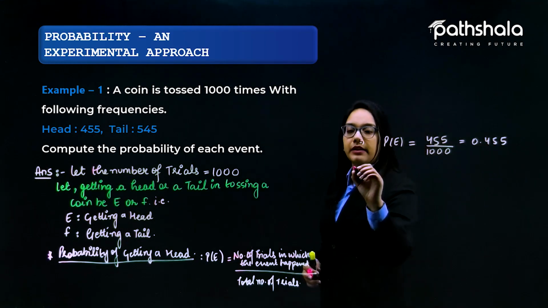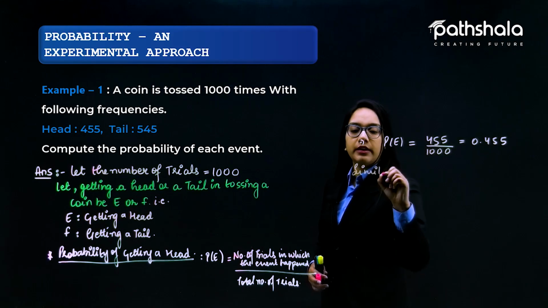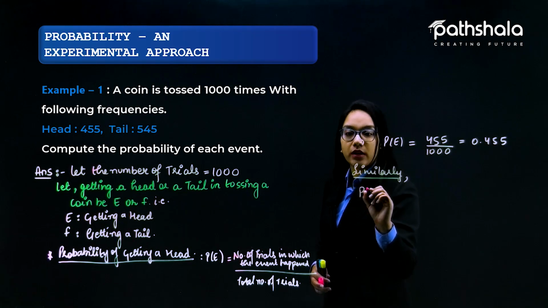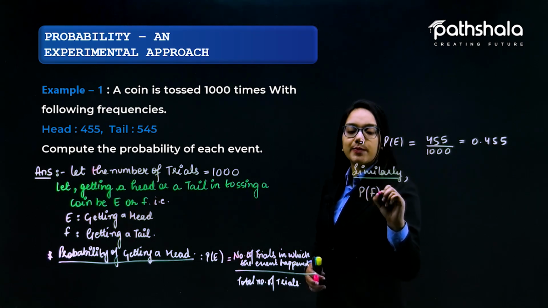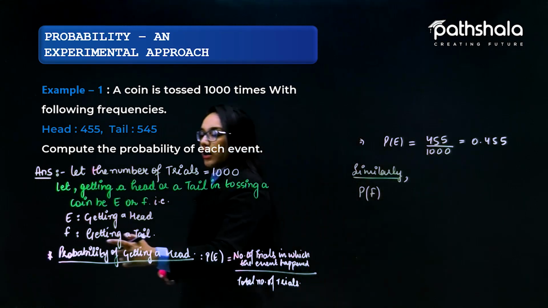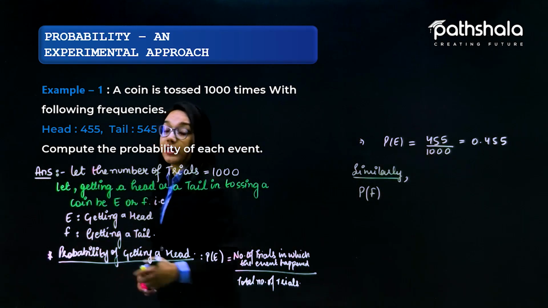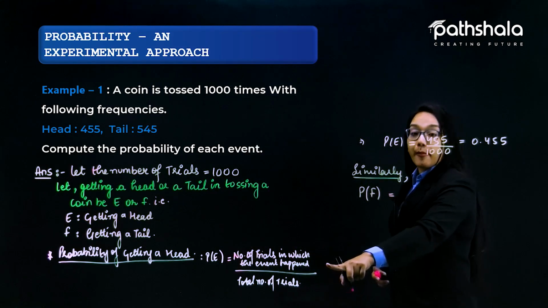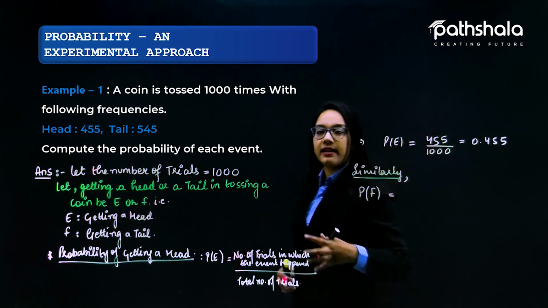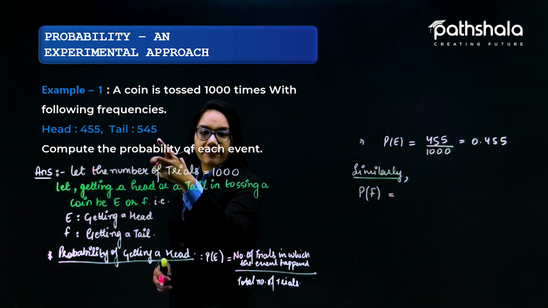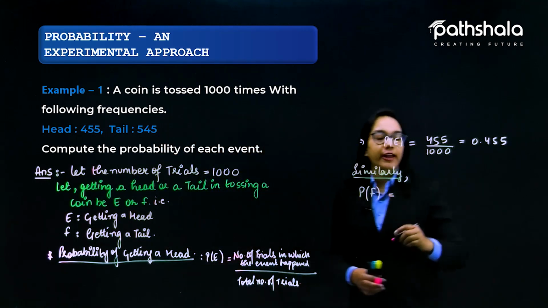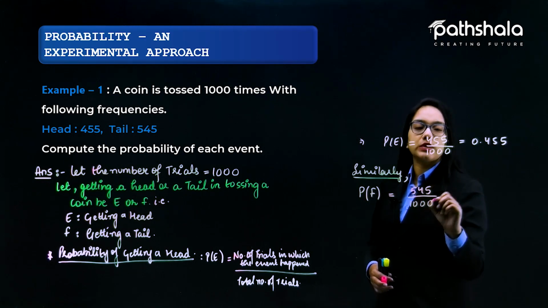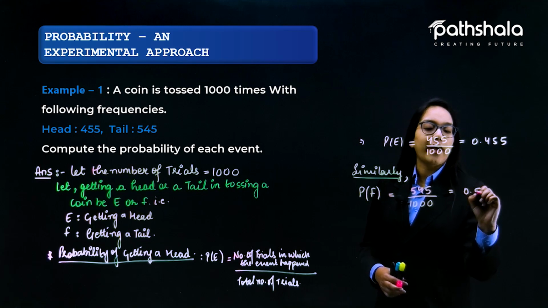In a similar manner, the probability of getting a tail is defined as probability of F, because we have taken the event of getting a tail as F. So P of F is equal to the number of trials in which the event happened. How many times does a tail occur? 545. So it is 545 divided by the total number of trials, 1000. Hence it is equal to 0.545.